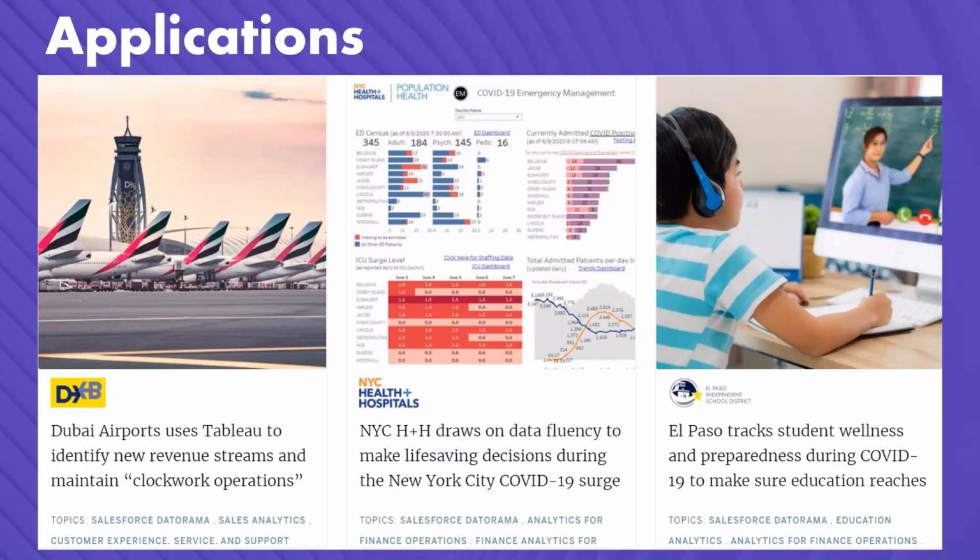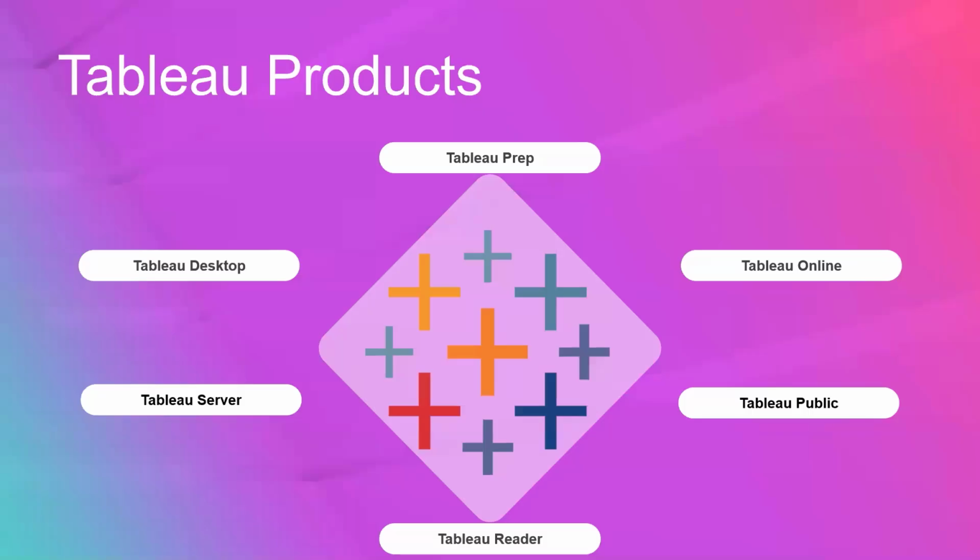But now, what are different companies using it for? These are some examples, and you can find more on Tableau's website directly. Dubai Airport is using Tableau to identify new revenue streams and also maintain a clockwork operation. Then you have NYC Health Plus Hospitals. They draw on data fluency to make life-saving decisions during the New York City COVID-19 surge. Other companies are tracking student wellness and preparedness during COVID-19 to make sure education reaches everyone. Several other applications are also there, so you can just go through the Tableau website.